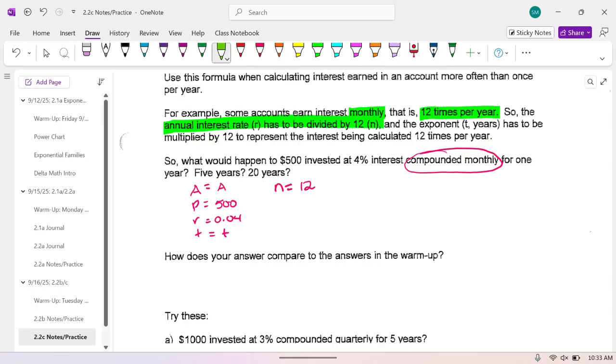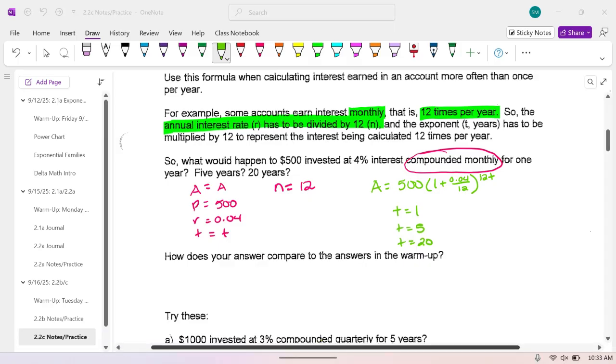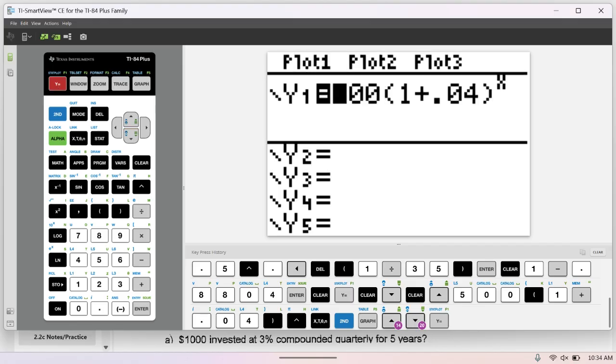So now I have enough to put it into the above formula. A is equal to 500 times 1 plus 0.04 over 12, because that's my n value, raised to the 12 times t power. We're going to do the same thing that we did up top, and find when t is equal to 1, t is equal to 5, and when t is equal to 20, and compare the three. I'm going to take that formula and plug it into my calculator. To be honest, if you already plugged it into your calculator originally, you just need to make some minor edits. You don't really have to re-plug it in.